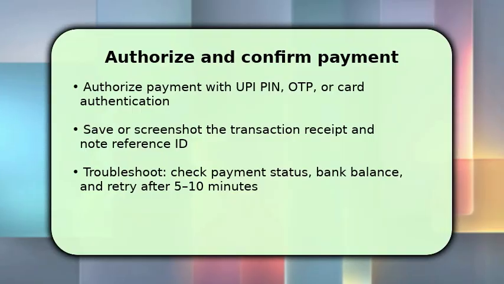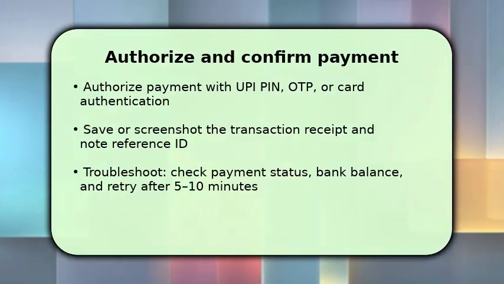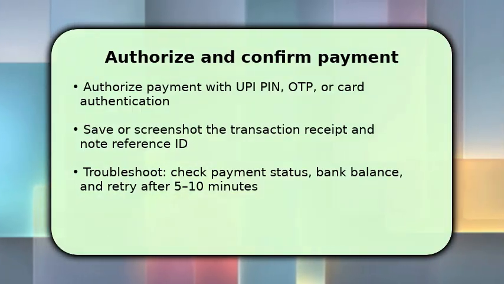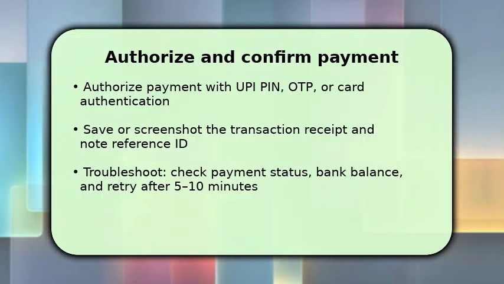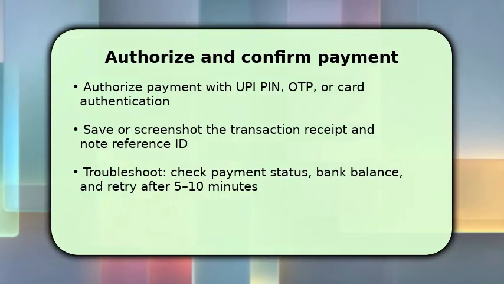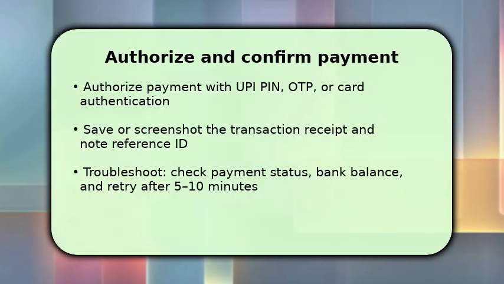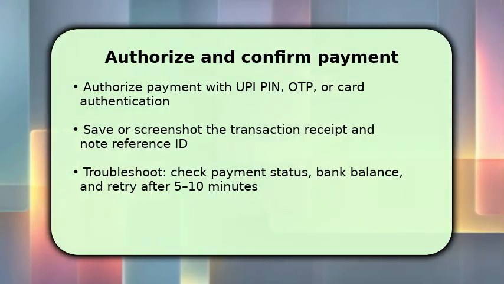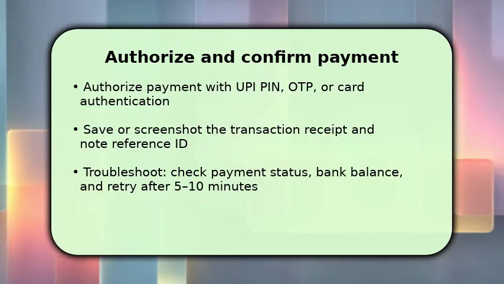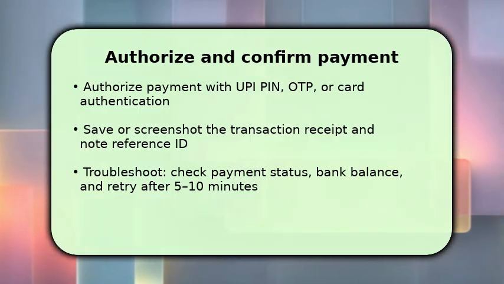Once payment succeeds, Google Pay shows a confirmation and reference ID. Save or screenshot it immediately. If the app reports pending, wait a few minutes and refresh the Jio Fiber app or account portal to verify credit. If it didn't go through, check your bank balance, UPI limits, and transaction history. Retry after 5.